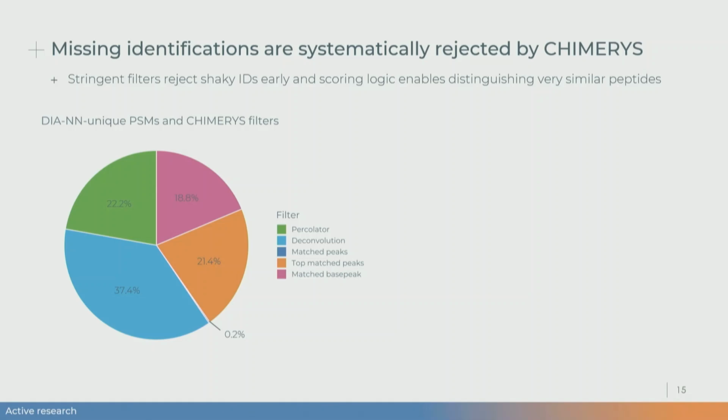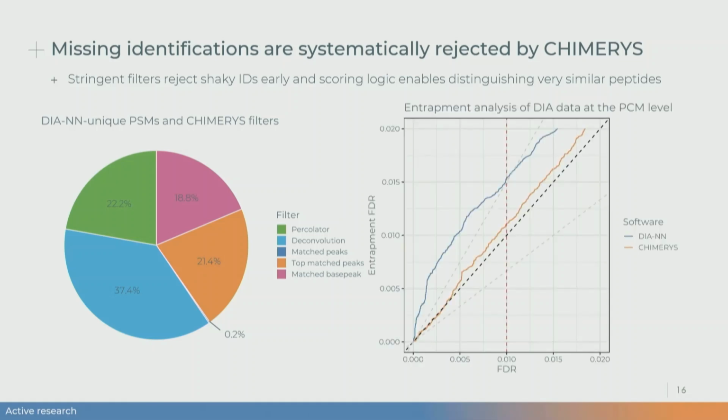20% lack the top 2 of the top 3 most abundant peaks, which I find a bit puzzling because you would expect that as the peptide elutes, the most abundant peaks come out of the gate first, which apparently is not the case for these particular peptides here. And then another 40% are weeded out by having too little contribution to the experimental intensity, and 20% are removed by Percolator. We also did an entrapment analysis at the precursor level. Again, target decoy FDR is on the x-axis, entrapment FDR on the y.